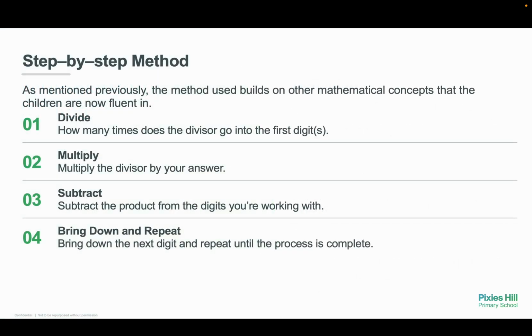From this slide you will see we have a step-by-step method. Step 1. We will look at how many times the divisor goes into the first digits without going over. Once we know this number we can move on to step 2. Here we multiply our answer in step 1 by the divisor to give us a total. Step 3. We then subtract our answer from step 2 to find out how many remainders we have. In step 4, we bring down the next number to work with before repeating the process as many times as is needed to complete the calculation.